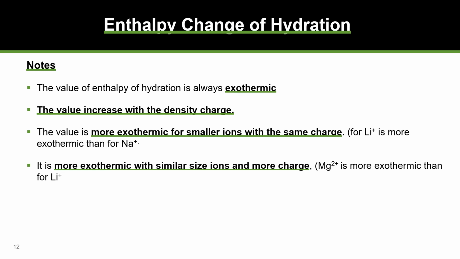Characteristics of the enthalpy change of hydration. They are always exothermic. The value is going to increase with the charge density. And the most exothermic, of course, is going to be for smaller ions with the same charge. We already talked about that, because the size and the charge are going to define the charge density. For example, lithium is more exothermic than sodium because lithium has more charge density. For ions of similar size, the most exothermic is going to be defined by the charge. So magnesium 2+ is more exothermic than lithium + because of the same reasons that we talked about in prior slides.